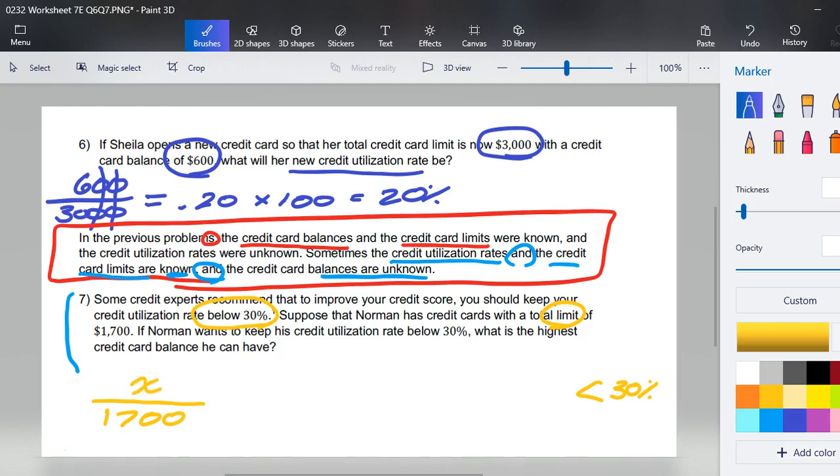What's the highest balance, what we don't know, that he can have? I'll go ahead and put it equal to 30%, but keep in mind he wants to keep his credit utilization rate below 30%. So we'll need something that is below whatever answer we get. If you don't like me putting the equal signs here, we can always put that this value needs to be less than the 0.30. Either way you go, we're going to need to multiply both sides by 1,700.